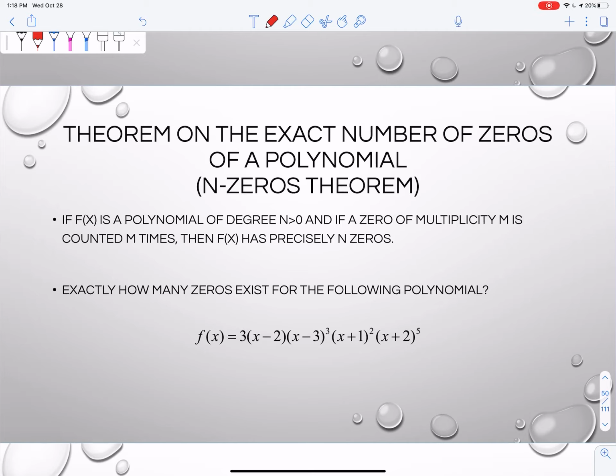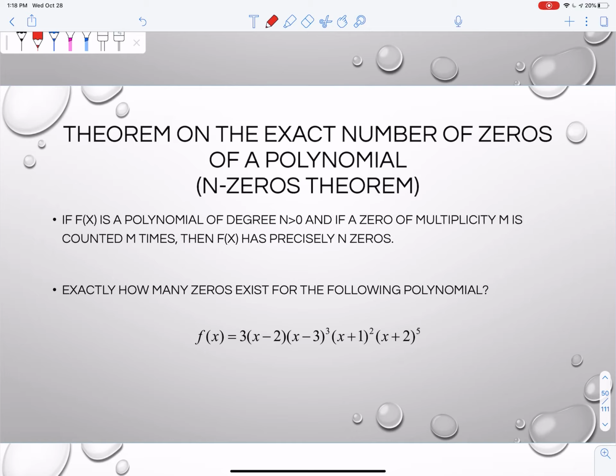The second one is the theorem on the exact number of zeros of a polynomial, or the n zeros theorem. Again, if we have a polynomial by definition, and if a zero has a multiplicity of m and is counted m number of times, then the sum of the multiplicities must equal n, is essentially what this is saying.